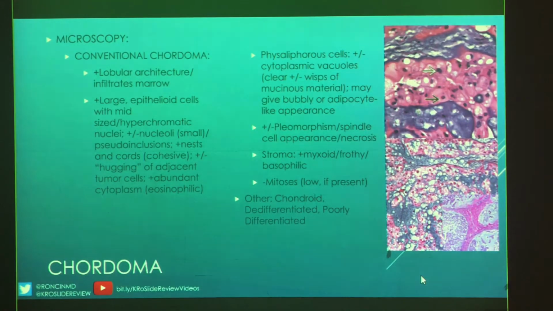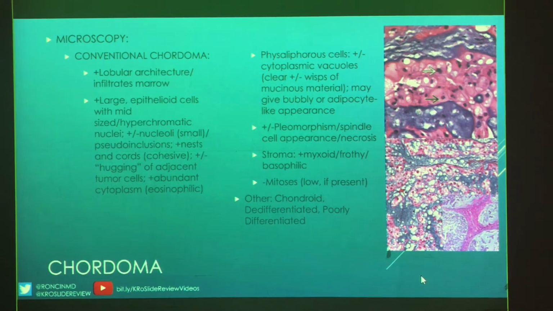Your microscopy, I stuck simply with conventional chordoma, which has the lobular architecture we saw. It has those very big epithelioid type cells that we saw with those large nuclei, small nucleoli, those pseudoinclusions. The cells themselves tend to be either nested or form cohesive type cords, and you may or may not see hugging of the cells. So when we think of hugging, you do think of things like mesothelioma, so somewhat similar to that.